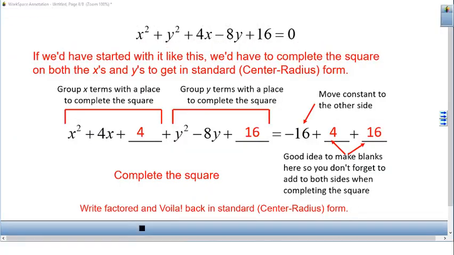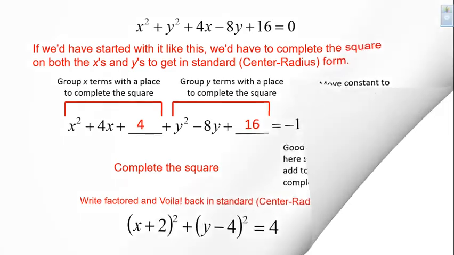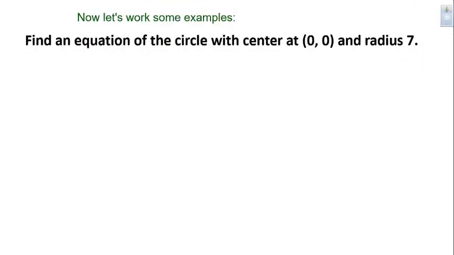So if you're given the equation in standard form and you're told to find the center radius form, then you simply do completing the square for the x's and the y's. Now, here are a few examples that we're going to do. So what is the equation of a circle with center 0, 0 and radius 7?